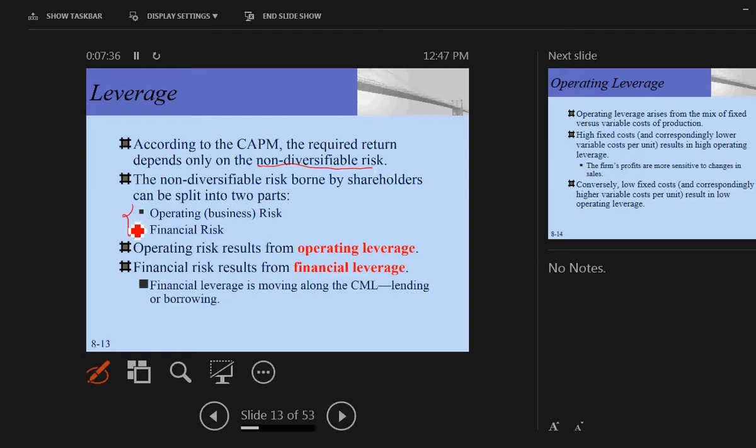Okay, now the non-diversifiable risk could be thought of as two parts. Okay, especially the part that is borne by stockholders. There is this operating risk, which results from operating leverage, and there is financial risk, which is driven by financial leverage.